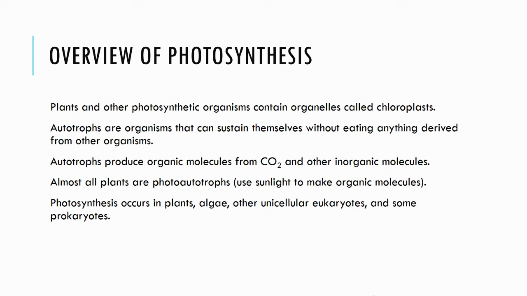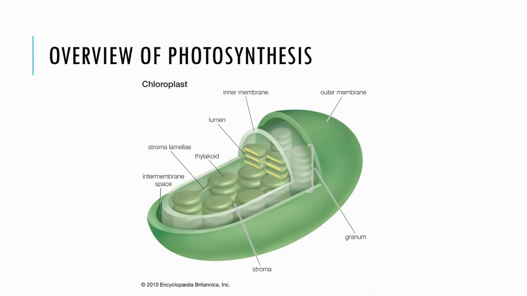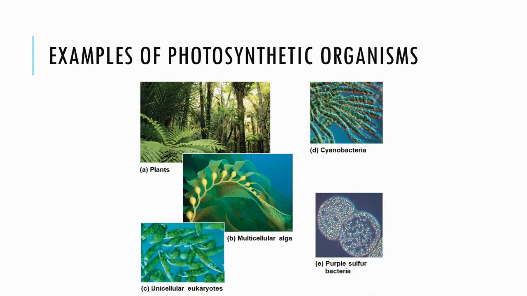Photosynthesis occurs in plants, algae, other unicellular eukaryotes, and some prokaryotes. This is what the chloroplasts look like, which we'll get into in a little more detail in a few minutes. And these are some examples of photosynthetic organisms. So, of course, we have plants, multicellular algae, unicellular eukaryotes, cyanobacteria, and purple sulfur bacteria. And all do photosynthesis in their own way.